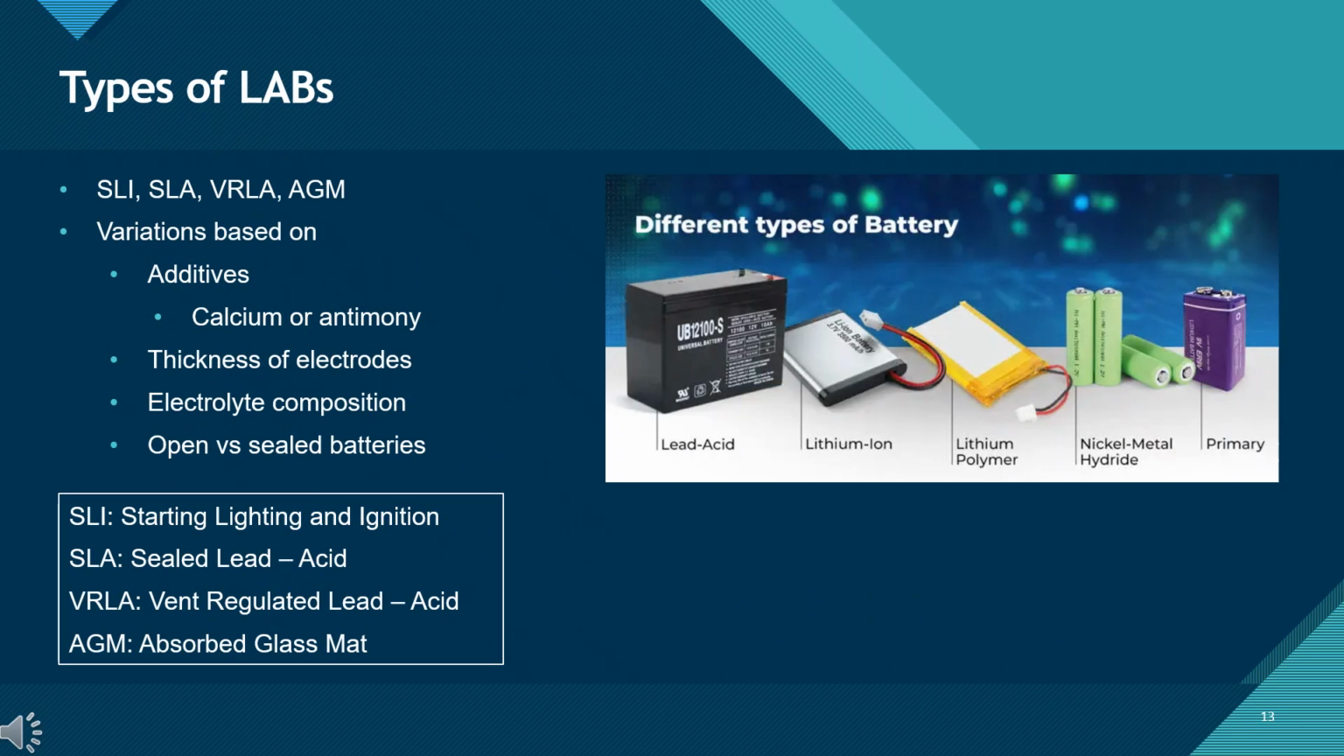Lead-acid batteries come in several types, each designed for specific applications. Common types include SLI, or starting, lighting, and ignition batteries; SLA, which are sealed lead-acid batteries; VRLA, meaning valve-regulated lead-acid; and AGM, or absorbed glass mat batteries. These variations depend on factors such as the additives used, such as calcium or antimony, the thickness of the electrodes, the composition of the electrolyte, and whether the battery is open or sealed. The picture here shows different kinds of batteries, helping us see how lead-acid fits into the wider family of battery technologies.